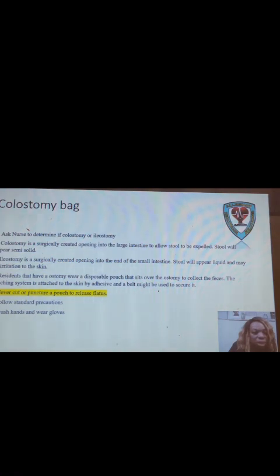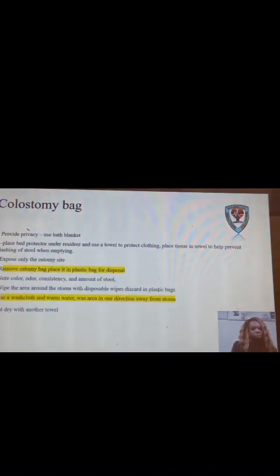The pouching system is attached to the skin by adhesive, and a belt might be used to secure it. You never want to cut or puncture a pouch to release the flatulence or the gas that accumulates in the pouch. You want to remember to follow standard precautions when you are emptying the colostomy or ileostomy bag. You want to wash your hands, and you want to wear gloves before the procedure, and you're going to wash your hands after.